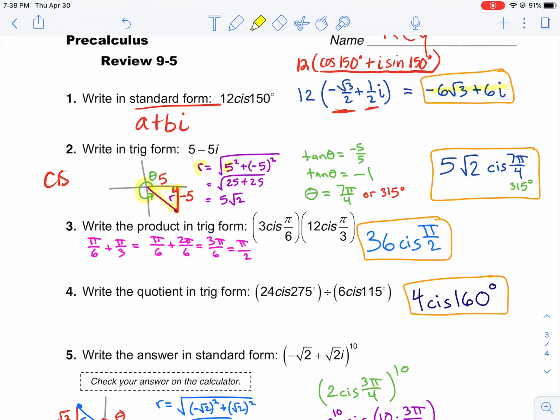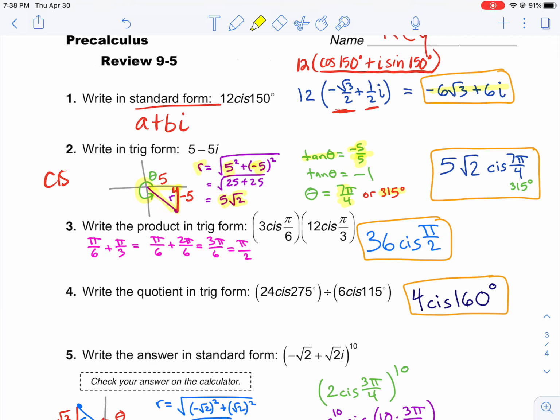So we take those values, square them, 5 squared plus negative 5 squared, and we get 5 root 2. That's the r value. Theta is, what you could do is the tangent of theta. Tangent is opposite over adjacent, so negative 5 over 5, or you could do sine, or you could do cosine. But where is the tangent of theta equal to negative 1, and you have to be in the fourth quadrant? That happens at 315 degrees or 7 pi over 4. Either one of those is acceptable.